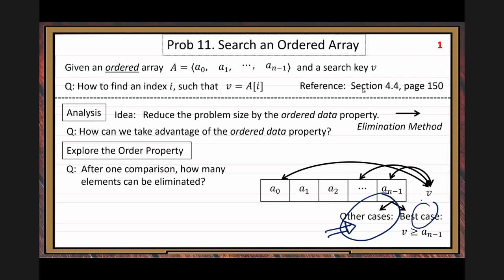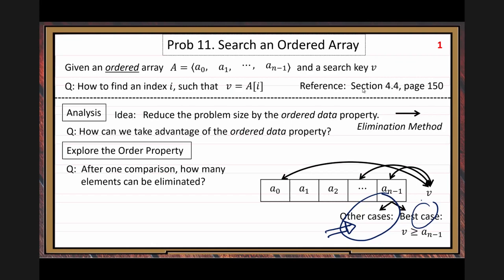Nobody is satisfied with this example. One element eliminated after one comparison. Okay? So that means it's not a good choice. It's not a good choice.